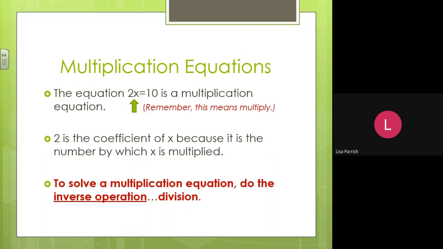Now, in red, you definitely want to write this down. To solve a multiplication equation, you want to do the inverse operation or the opposite. And what is the opposite of multiplication? It is division. Monday, when we did addition equations, you solved it by doing the opposite, which was subtraction. Tuesday, when we did subtraction equations, you solved it by doing the opposite, which was addition. Today, we're working a multiplication equation, so we are going to solve it by using division, which is the opposite.